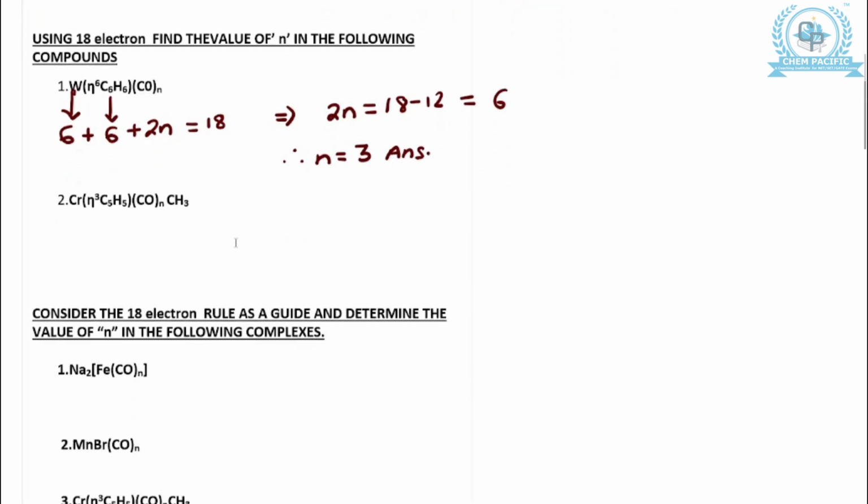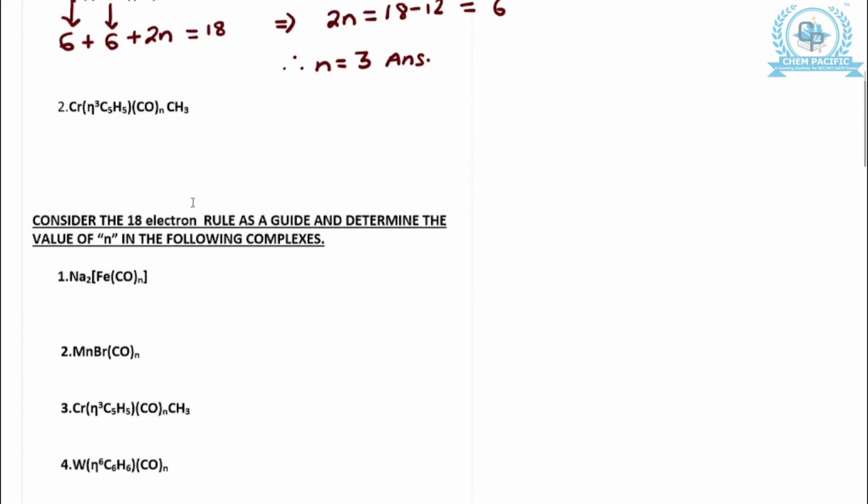Now let us move to the next example. Solve this. Okay, so you have chromium. Again, the number of valence electrons is 6, right? It is in the eta 3 mode, so eta 3 mode means 3 electron donor. And each carbonyl donates 2 electrons. This is 2 into n. Now CH3 is a 1 electron donor.